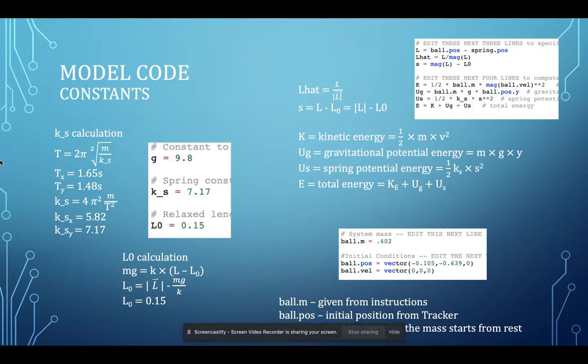Down here on the bottom right, we also defined the mass of the ball, which was given to us as 0.402 kilograms, and we also define our initial position vector using the position of the mass from the tracker video, and our initial velocity vector is 0 because the mass starts from rest.